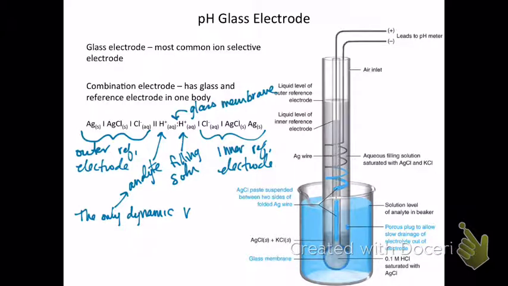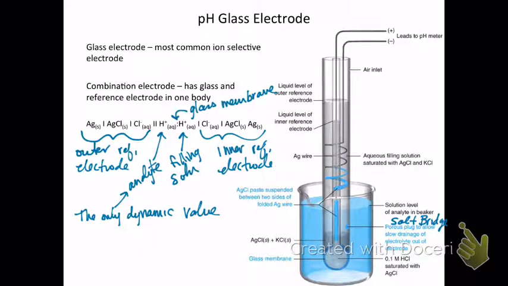And then there's a charge buildup on each side, and that separation of charge, the separation maintained by the glass membrane and by the fact that H plus does not travel freely through the glass membrane, we can measure based on the separation of charge, that potential, what the concentration is. So the only dynamic value in this system is actually that single analyte concentration, H plus ion.